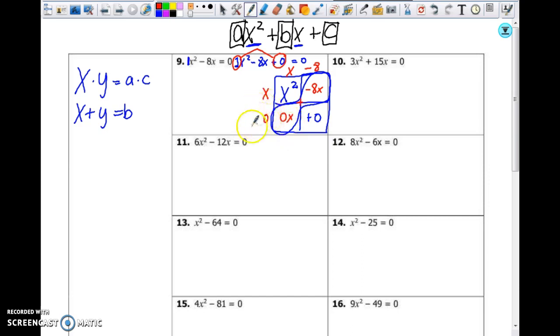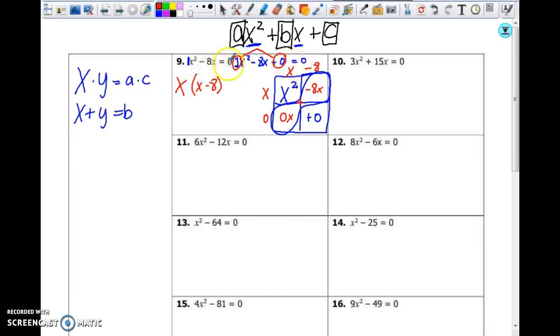Do we need to show the 0? Do we need to add a 0? Right? Do I need to show you, hey, I'm adding nothing to something? Do I need to do that? No. So my factor here would just be the x. I don't need to show you that I'm adding a 0, right? It doesn't make sense to do this. Okay, so please do not do it. So all I have on this side is an x. And my other factor is x minus 8.